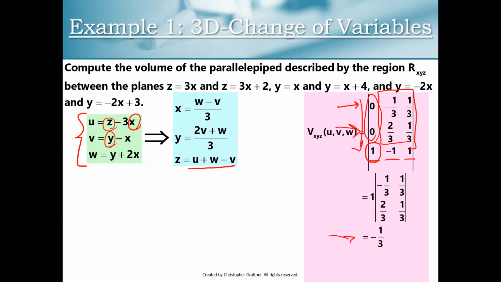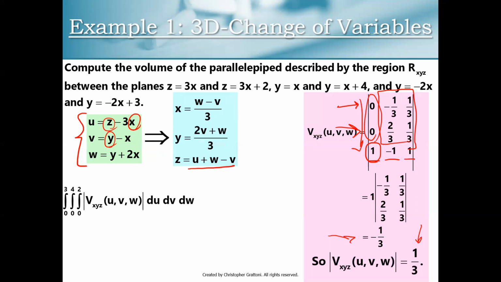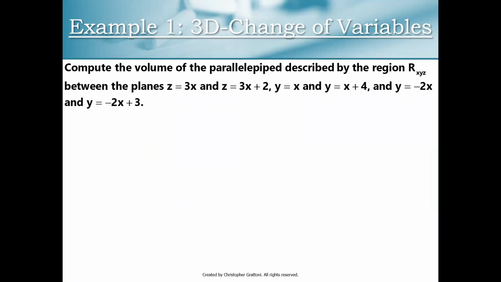Anyway, we get -1/3. It is okay to get a negative there, but when we're integrating, we need to use the absolute value of that quantity. So we're going to use +1/3 in our integrals. So now we can get our full setup. We already know our limits of integration from the previous slides. And now we have our integrand as well. Our volume conversion factor has an absolute value of 1/3. And then we're going to get 8.